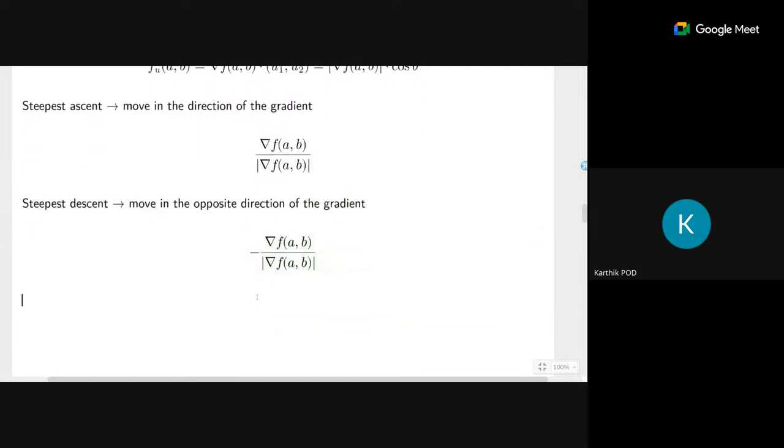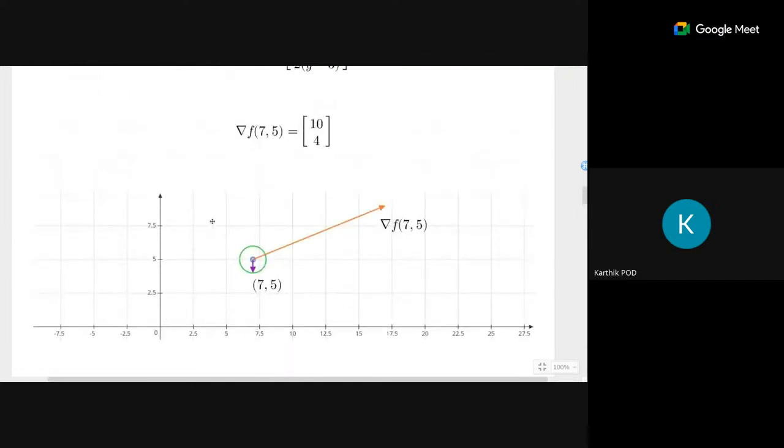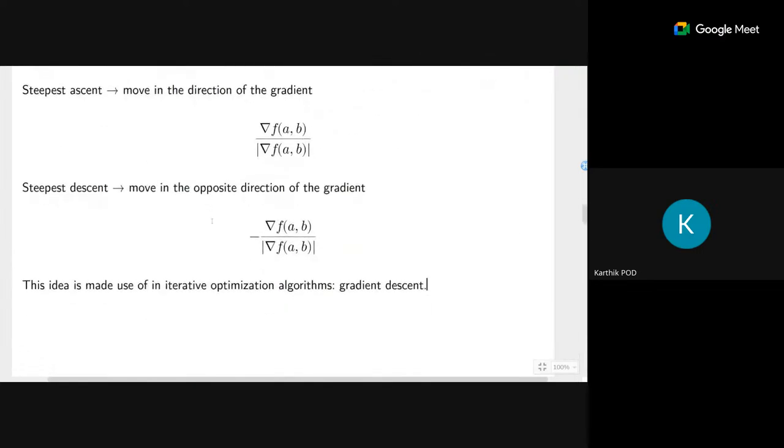This idea is made use of in iterative optimization. Iterative means step by step, right? Iterative optimization algorithms. So one very popular algorithm is called gradient descent, where you start with some point and then you keep moving in the opposite direction of the gradient. Eventually you will go to the minimum, the point where the function's value is the lowest. This is intuitive, I hope. If you keep decreasing the value of the function, you will go there.